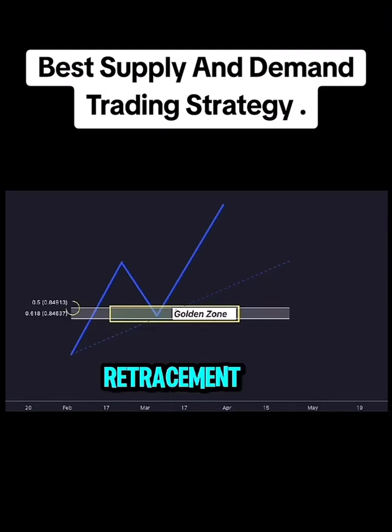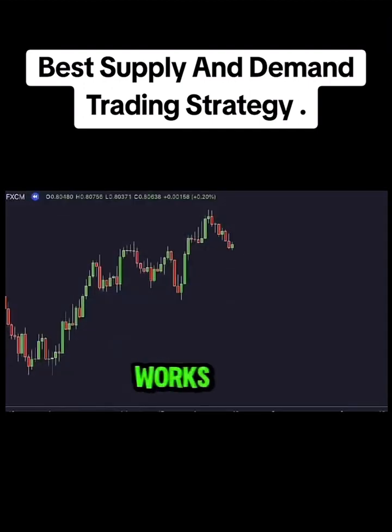The 50% retracement level is a critical point where traders often begin to reconsider the direction of the market, while the 61.8% level, known as the golden ratio, is a psychological level that traders subconsciously respect. This ratio influences human behavior, making these zones incredibly powerful in predicting market movements. Here's how it works in practice.